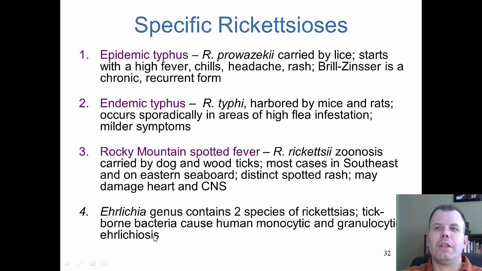And again, Ehrlichia is another one that contains two species of Rickettsia. They're tick-borne, causes human monocytic and granulocytic ehrlichiosis. Okay, and so we're seeing more cases of that as well.